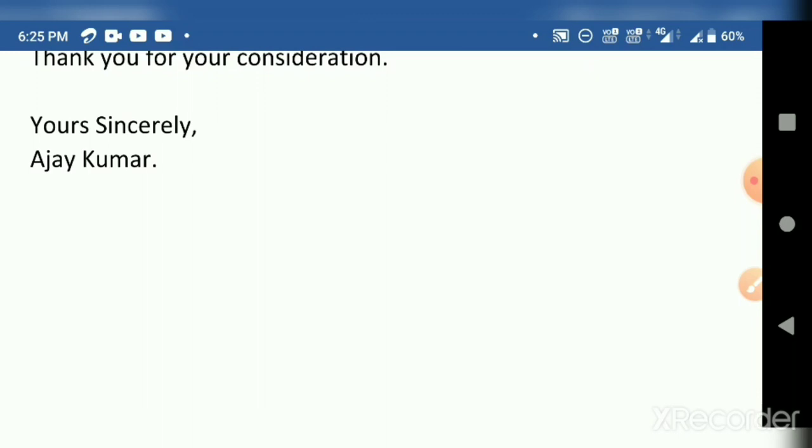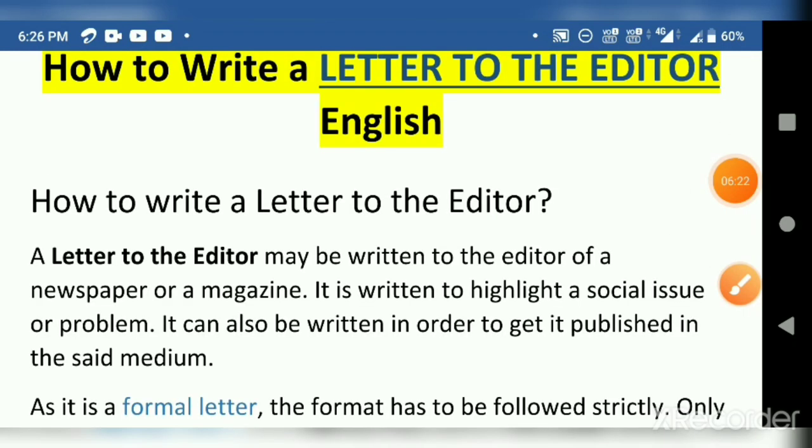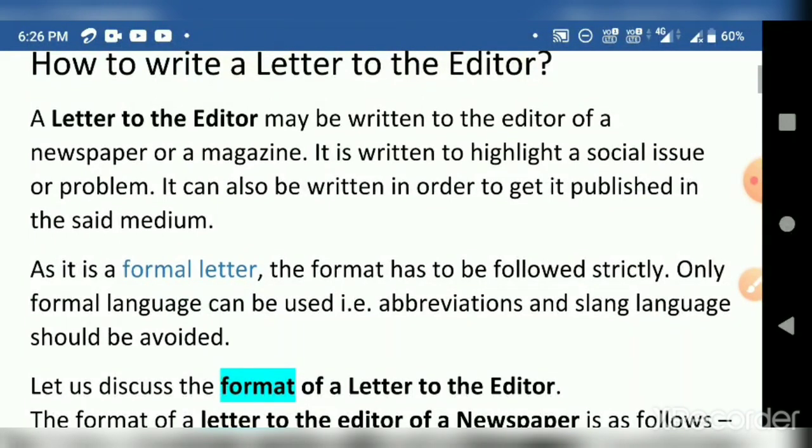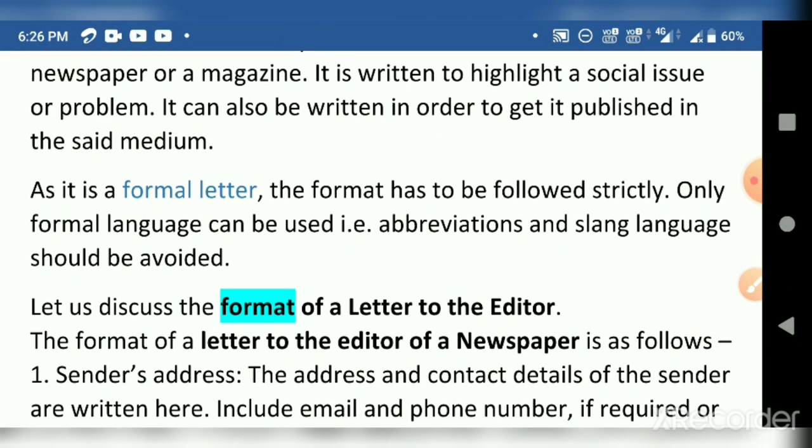And I come to another example of formal letters. Let's go to that. This is a very important part of your syllabus, the letter to the editor, where you make a lot of mistakes. I'll tell you what mistakes you make. A letter to the editor may be written to the editor of a newspaper or a magazine. It is written to highlight a social issue or problem. It can also be written in order to get it published in the said medium. As it is a formal letter, the format has to be followed strictly.